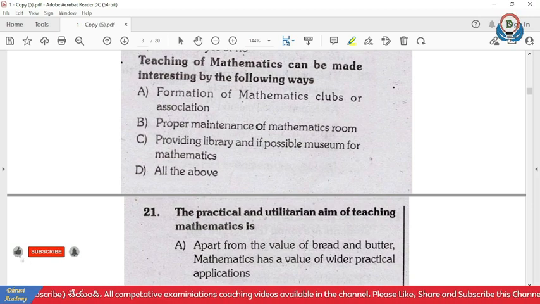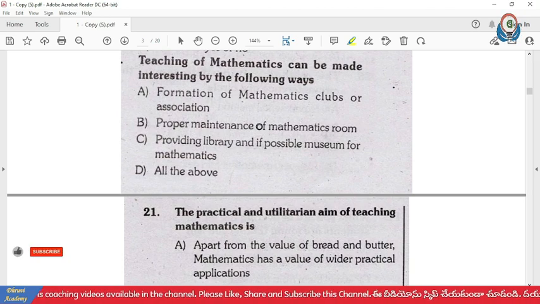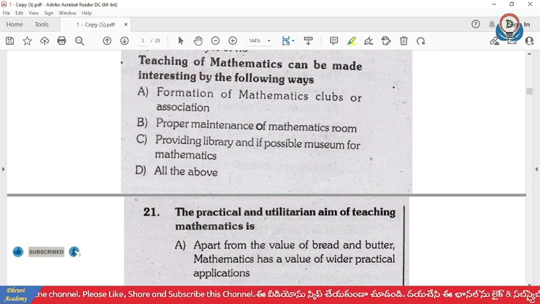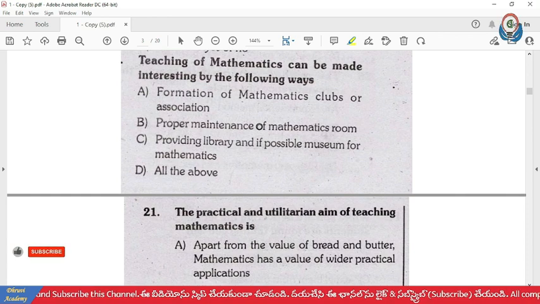Teaching of mathematics can be made interesting by the following ways. A, formation of mathematics clubs or association. B, proper maintenance of mathematics room. C, providing library and if possible museum for mathematics. D, all the above. Which is the right answer? The answer is D, all the above.